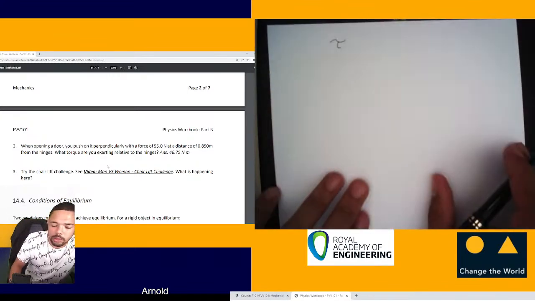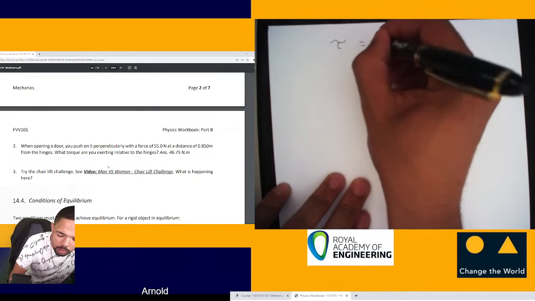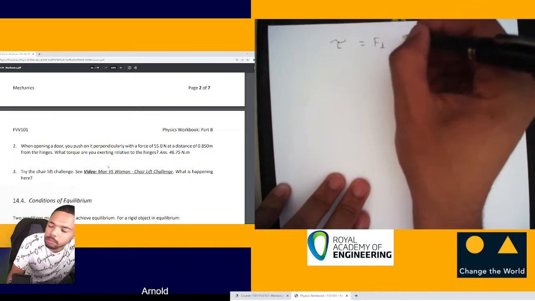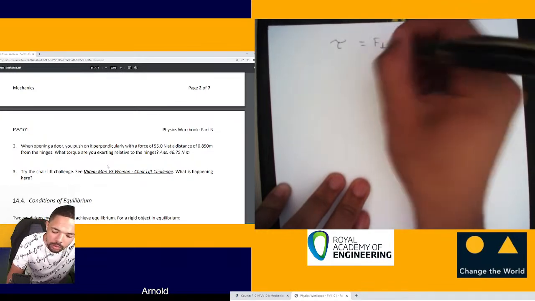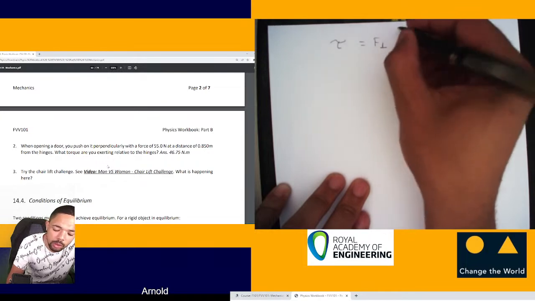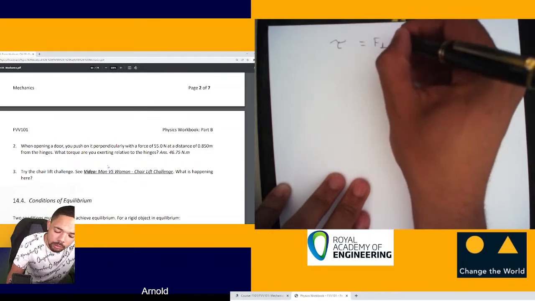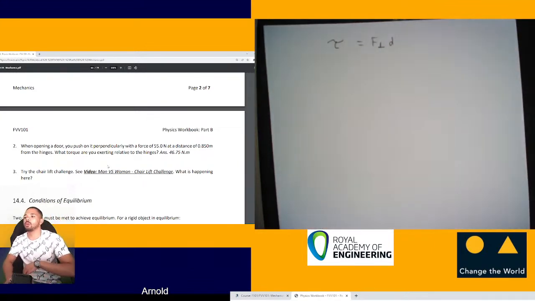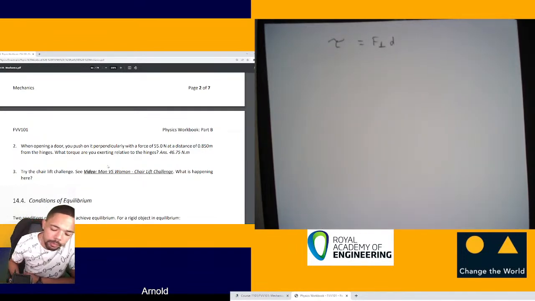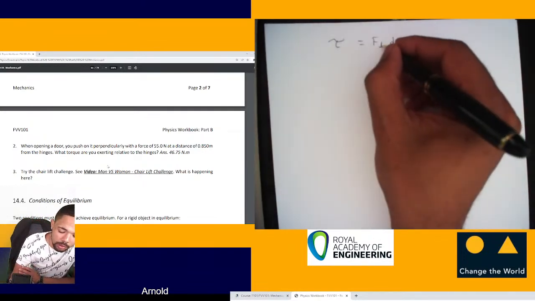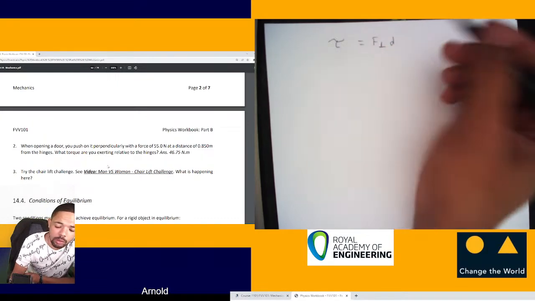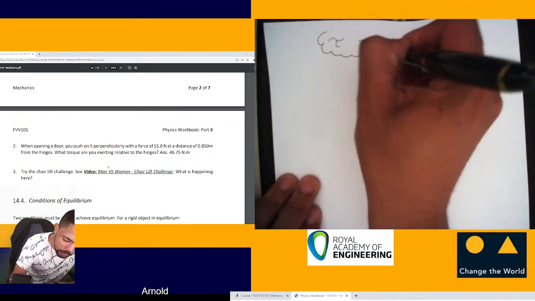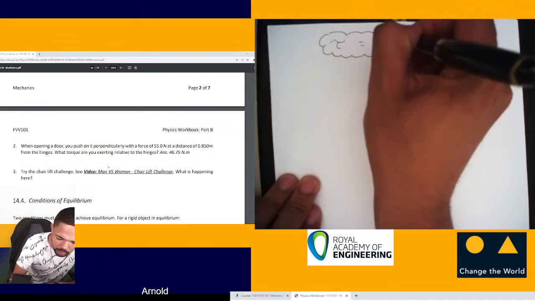Torque, represented by the Greek symbol tau, is equal to the force acting perpendicular on some object, multiplied by the distance or the length of that object. I hope that makes sense. The torque is just a product of the perpendicular component of the force multiplied by the length of that object, d. That is how you would go about calculating torque.